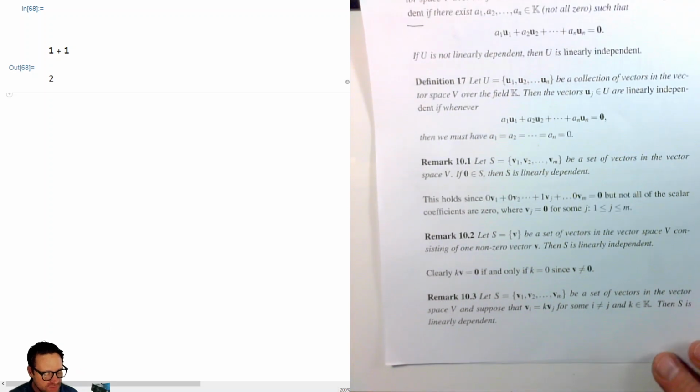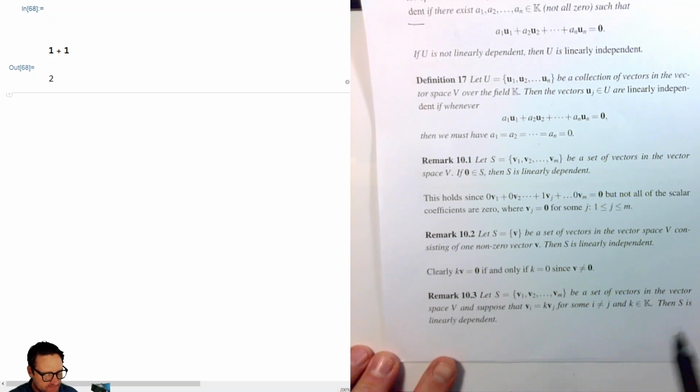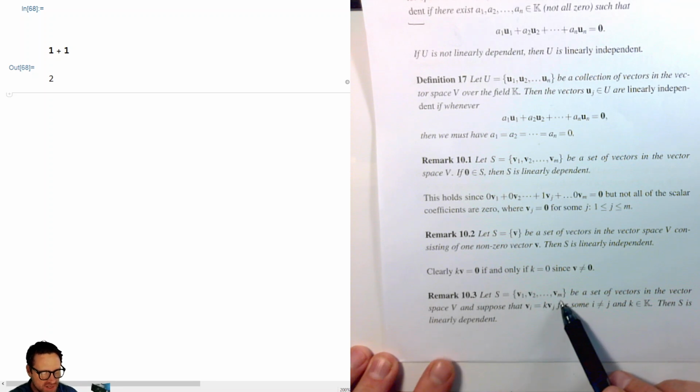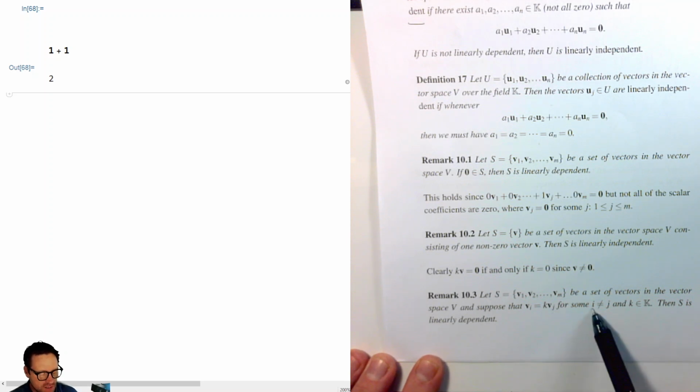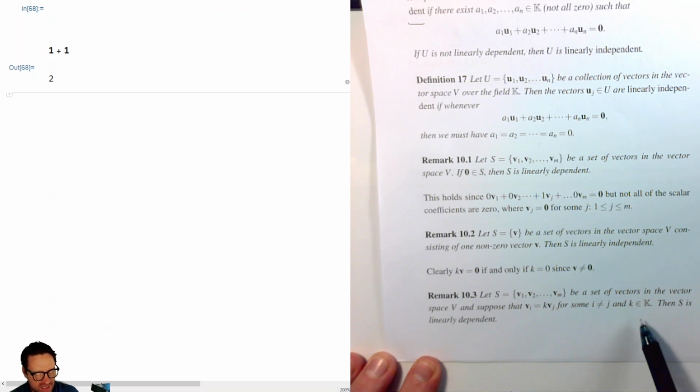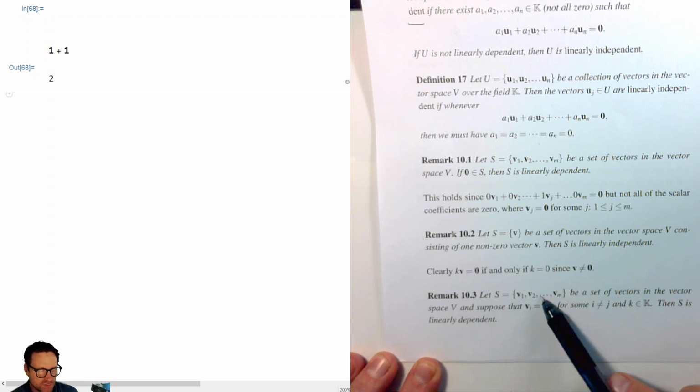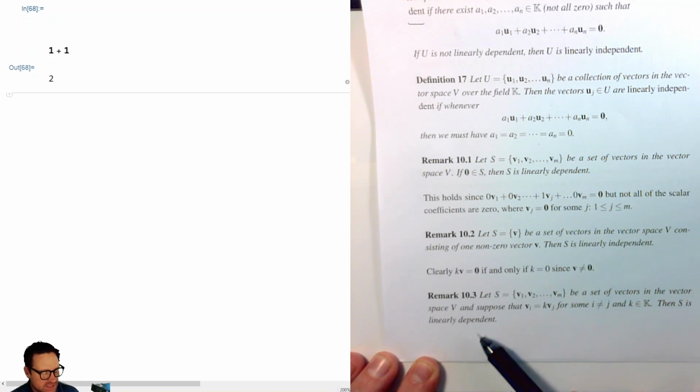Okay, remark 10.3. Let S be a set of m vectors in the vector space V, and suppose that Vi is equal to k times Vj for some vectors such that i is not equal to j and k is in the field of scalars. In other words, one of these is a multiple of another. Then S is linearly dependent.